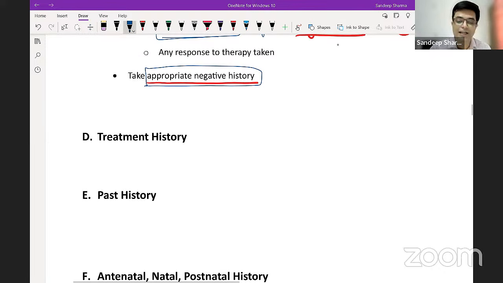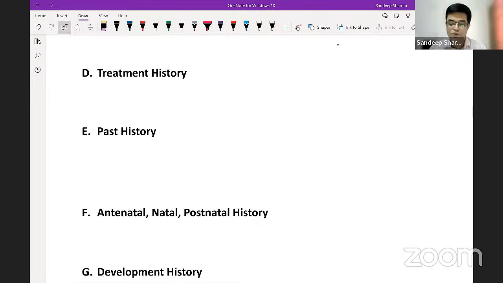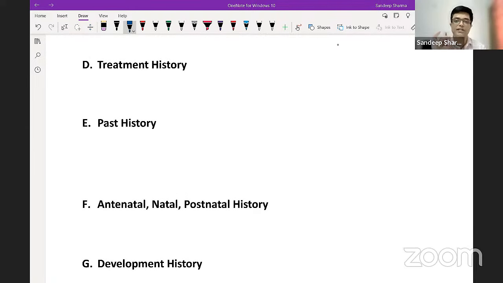Then we come to the treatment history in the patient. When it comes to treatment history, there are a few points that you need to mention. What was the treatment taken? What was the type of treatment? First, you need to mention the type. You can have multiple types of treatment. In Western textbooks, they mostly use allopathic medicine. But in India, you have various methods of medication which are used.